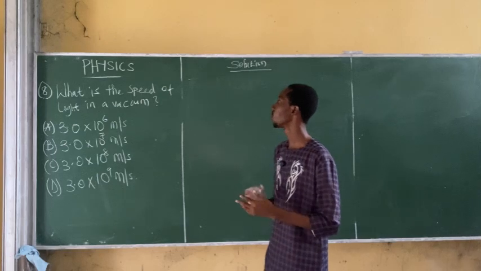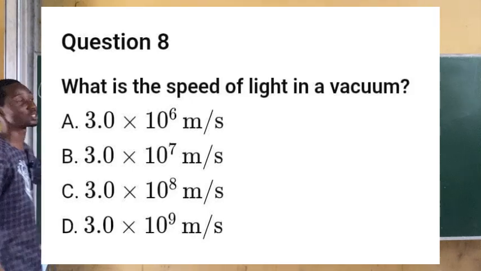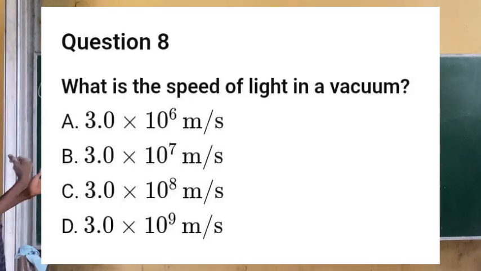Question 8 says, what is the speed of light in a vacuum? Some persons, when they see this question, they won't even bother go through the options. They already know the answer. Option A, 3.0 times 10 to the power 6 meters per second. Option B, 3.0 times 10 to the power 7 meters per second. Option C, 3.0 times 10 to the power 8 meters per second. And option D, 3.0 times 10 to the power 9 meters per second.